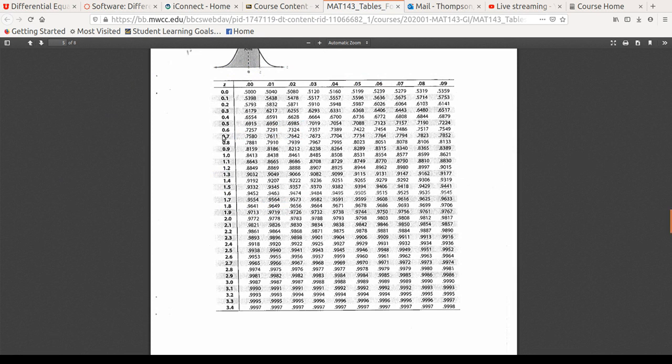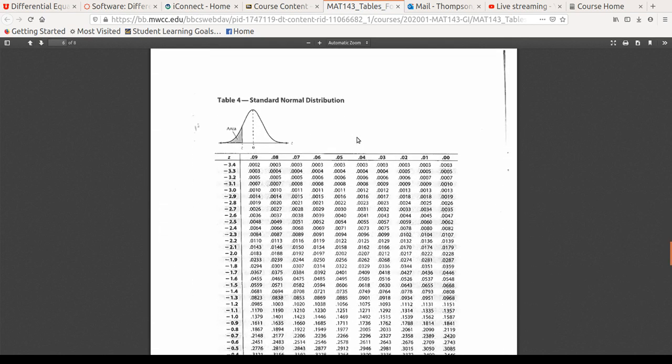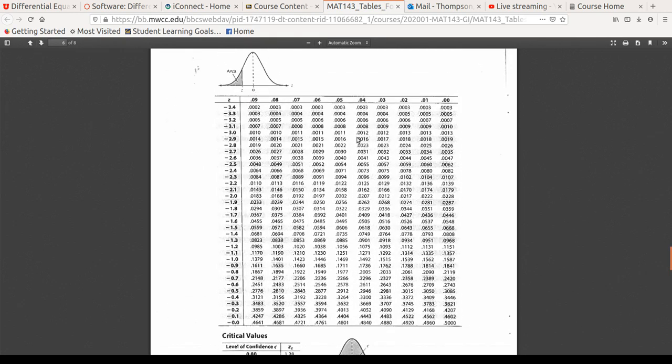And so I went down to 0.7 and over to 0.7734. That gave me my upper value. If I come down here, my lower value was negative 1.75. So I come down to negative 1.7 and over to 0.5, and it's 0.0401.